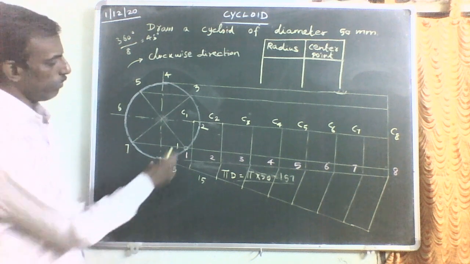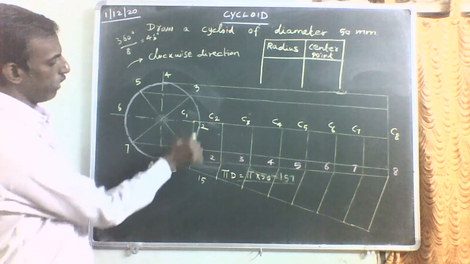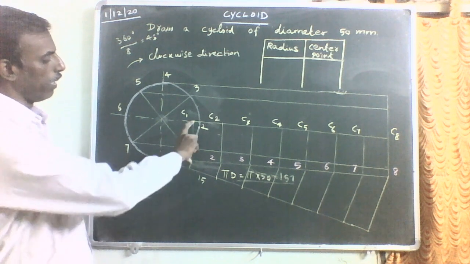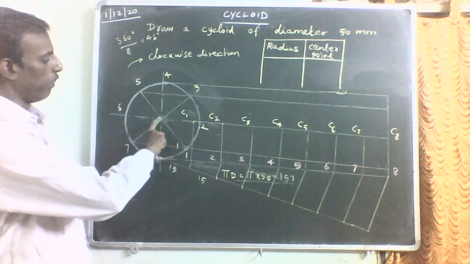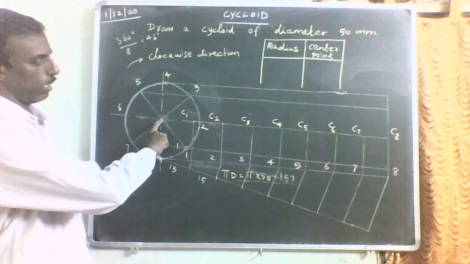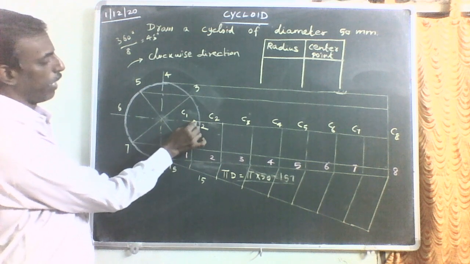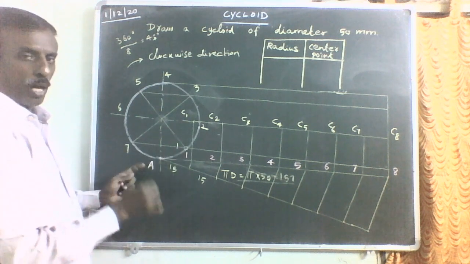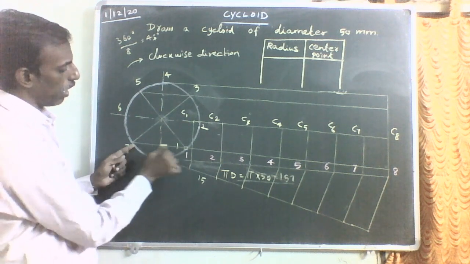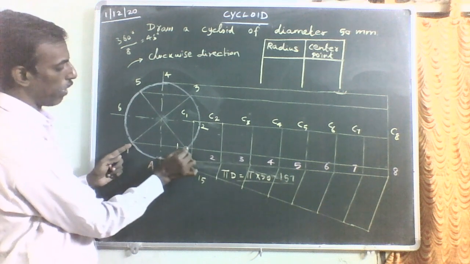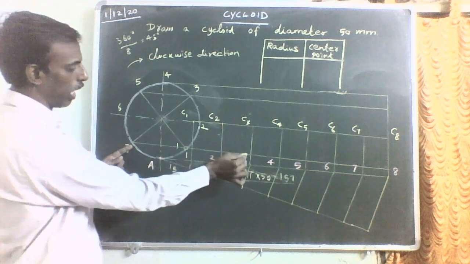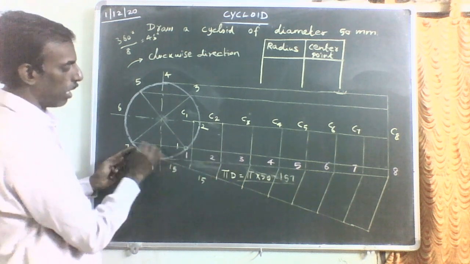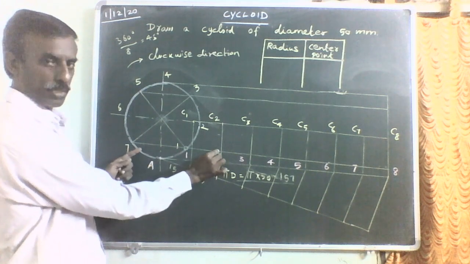So radius will be C1-1. How much will be the radius C1-1? That will be equal to the radius of the circle. And the center point will be C1. Draw the arc on the horizontal line passing through division point 1. This is division point 1. You are having one horizontal line. On this horizontal line only you have to construct the arc.